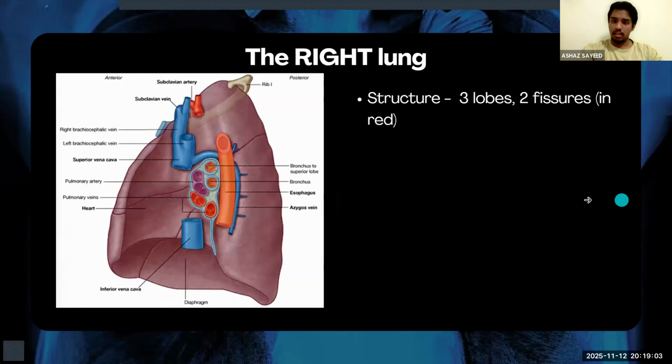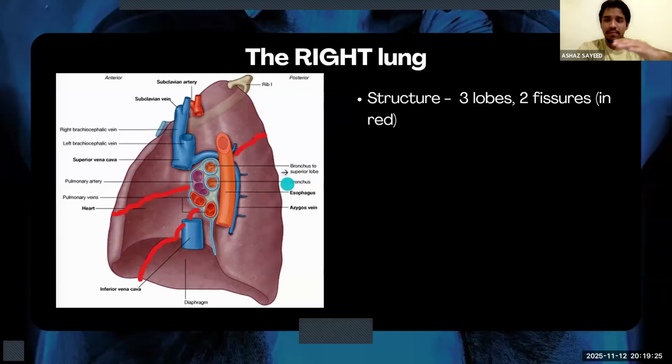Now, the right lung. The right lung, as I told you guys, has 3 lobes and 2 fissures. This right here, which is more horizontal, is the horizontal fissure. Look at this, it separates the upper lobe and the middle lobe. The middle lobe is the smallest one. And then you have your oblique fissure, which separates the middle lobe and the lower lobe.